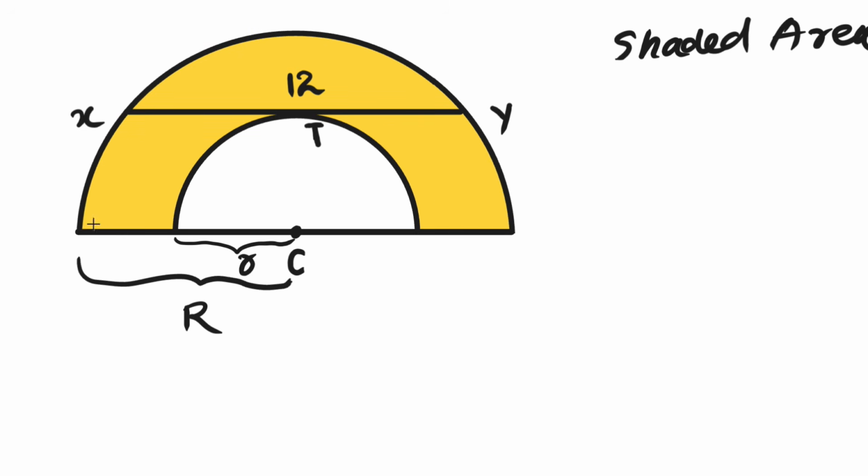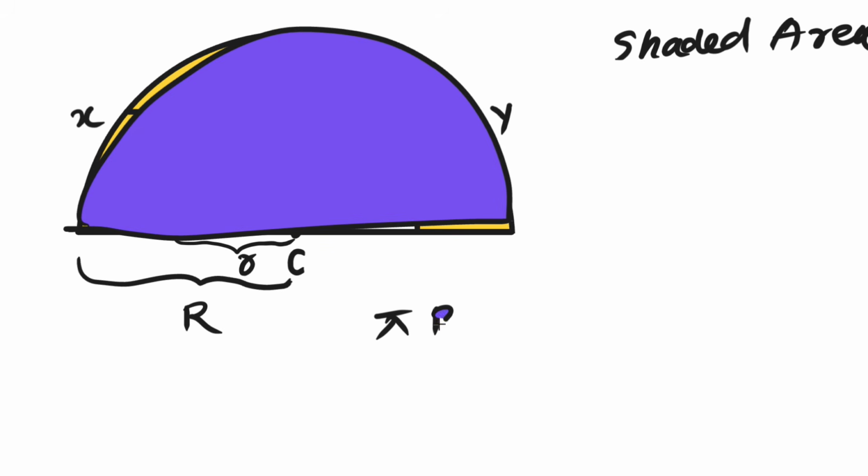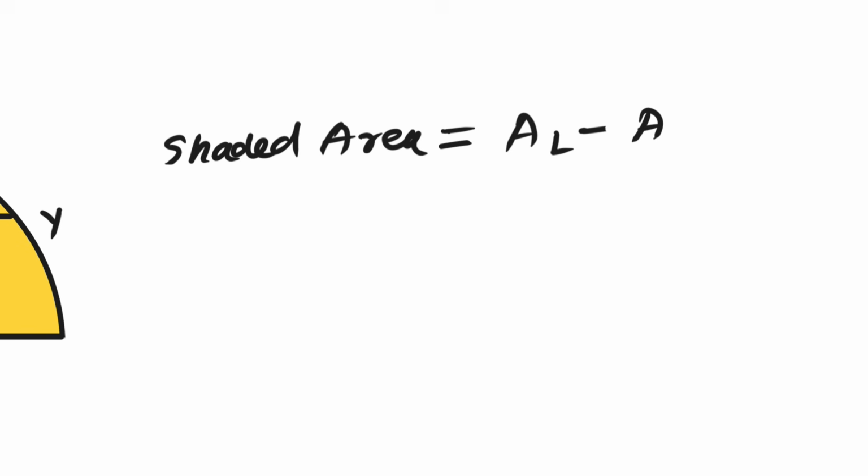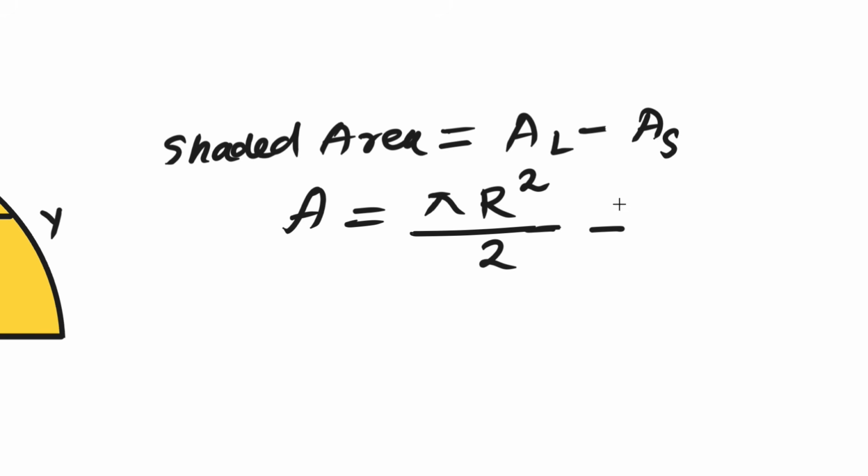Therefore, the area of our larger semicircle is pi multiplied by uppercase R squared, divided by 2. And the area of our smaller semicircle is pi multiplied by lowercase r squared, divided by 2. So the shaded area is the larger semicircle area minus the smaller semicircle area. In other words, the shaded area equals pi multiplied by uppercase R squared, divided by 2, minus pi multiplied by lowercase r squared, divided by 2.